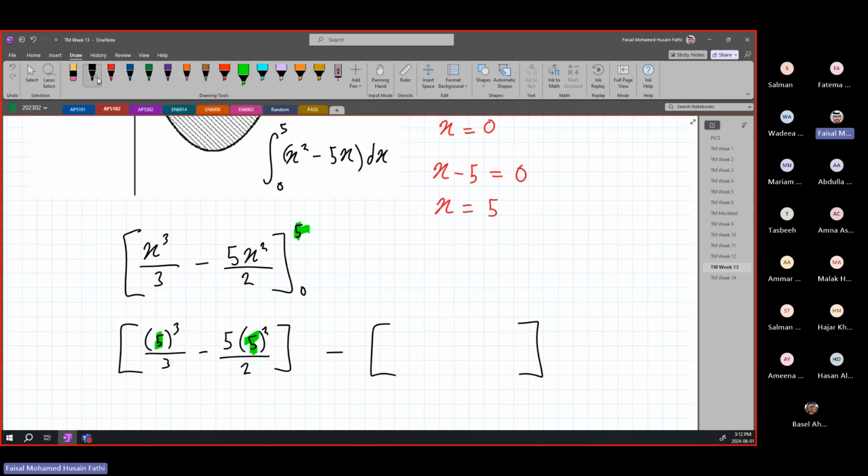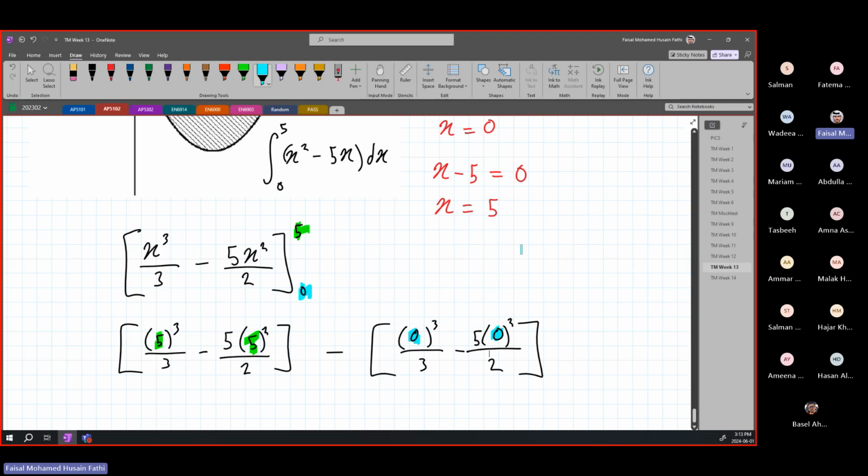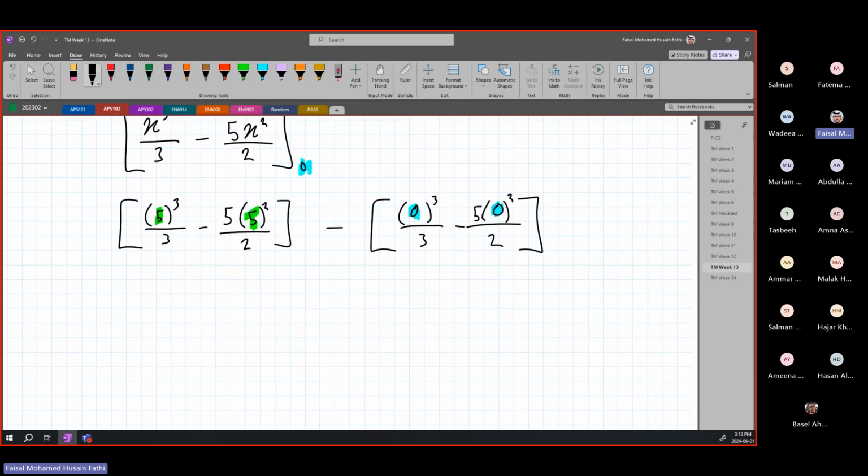And we're going to be doing the same thing again. So it's going to be cubed over 3 minus 5 into squared over 2. Again, this is going to be 0 and 0. Don't get confused, this is just the lower limit. If you notice here directly, you can just put this in the calculator, but this whole thing becomes 0 on the right side. So our answer is going to be 5 cubed, which is 125 divided by 3, minus 5 times 5 squared, which is also 125 over 2.